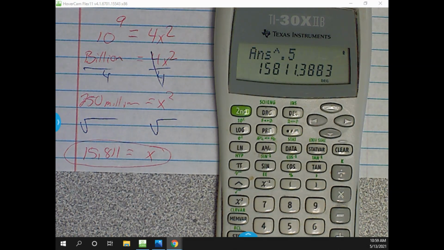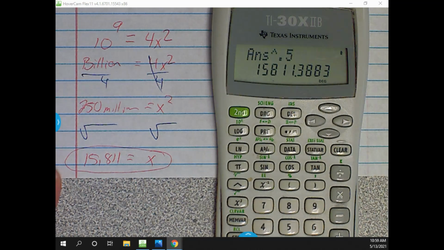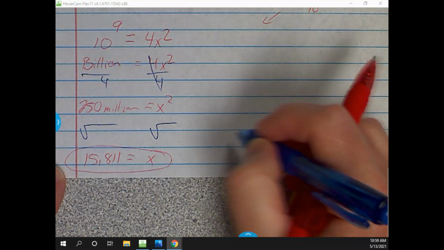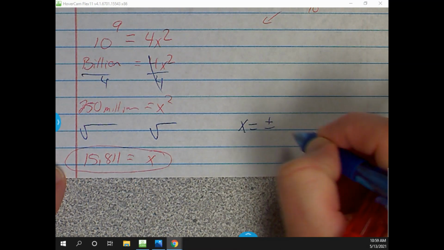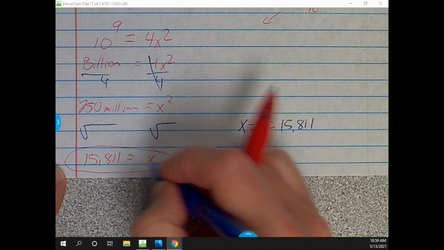All right, now somebody may be asking, going back to when we were doing radical equations last week, didn't we always do the plus or minus when we did the square roots on these? We did. Technically, we should have put x equals plus or minus the square root of 250 million.